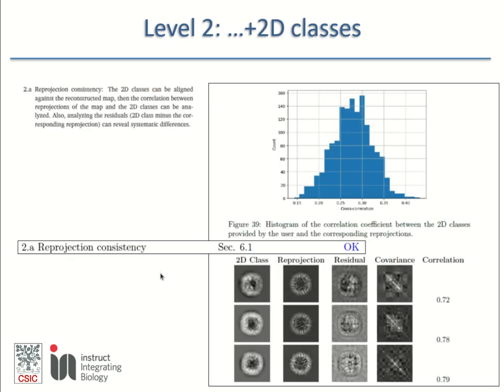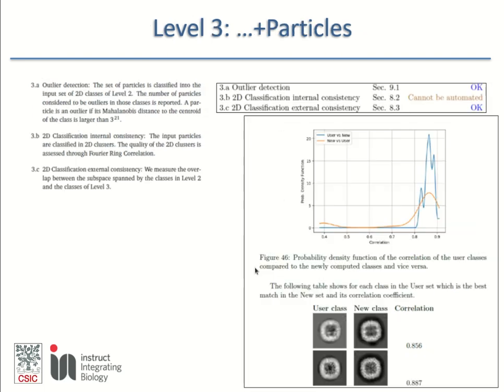Then if you give 2D classes, we can compare the 2D classes given by the user with the 2D classes computed from the map. So we can align those 2D classes to the map and reproject the map and check whether they correlate sufficiently or not. Then if you give particles, we can check whether there are outliers in those particles, so there are particles that are jumping all the time in a 2D classification. We can also classify the given particles in 2D, and compare the consistency of the classes computed from the particles to the classes provided by the user.